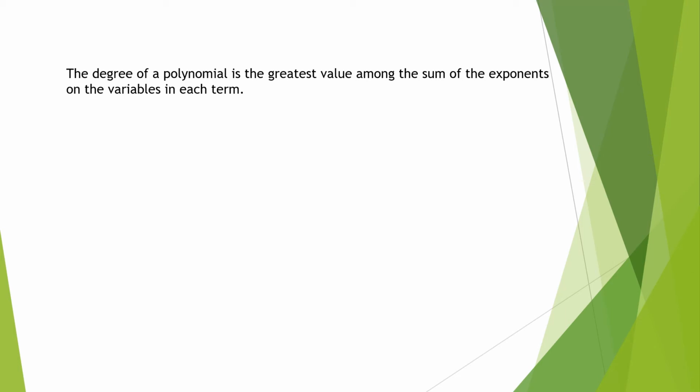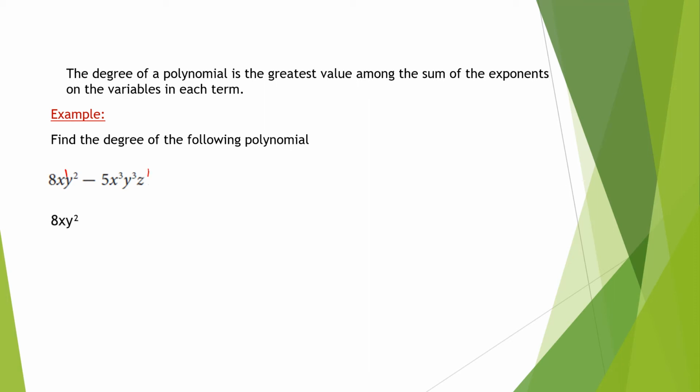The degree of a polynomial is the greatest value among the sum of the exponents on the variables in each term. So example here I have, find the degree of the following polynomial. 8xy power 2 minus 5x power 3, y power 3, and z. The first thing I should do, check the powers of the variables. I have here x, it has no power, so it's 1. Here z, it has no power, so it's 1. Then 8x power 1, y power 2 will be the 1 and the 2 together. 1 plus 2 will give me 3.